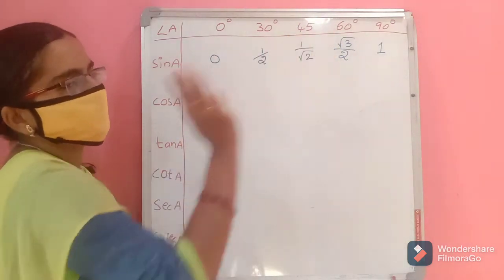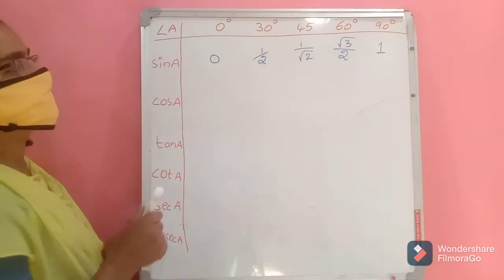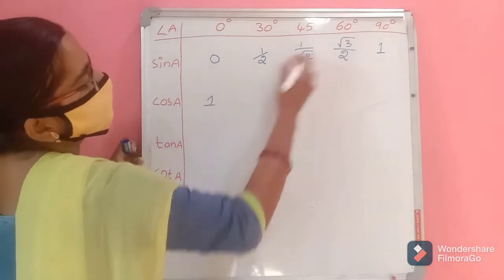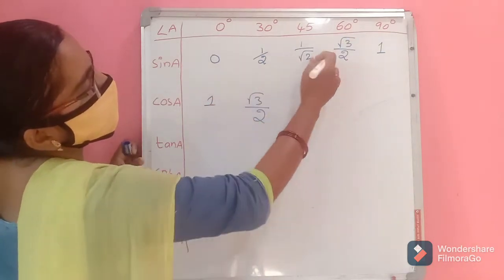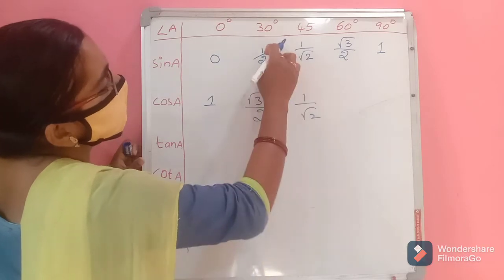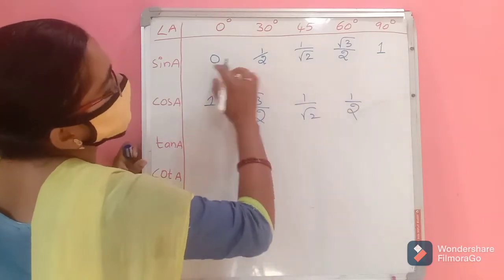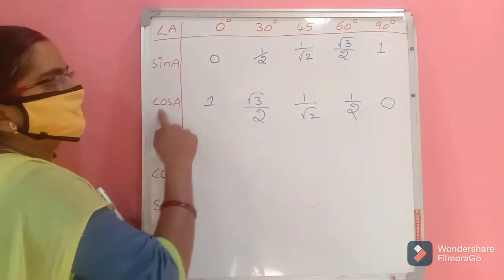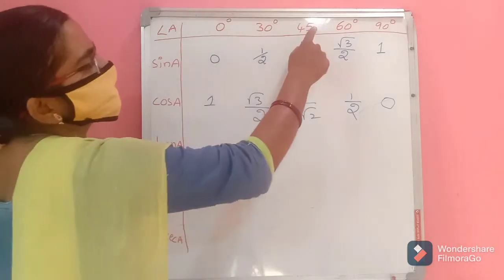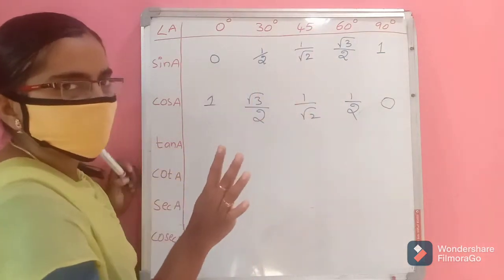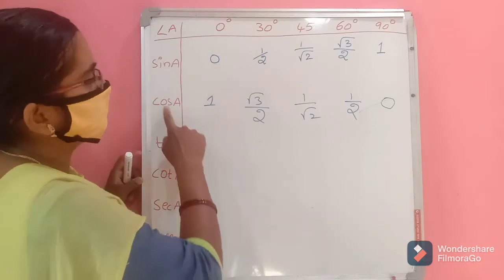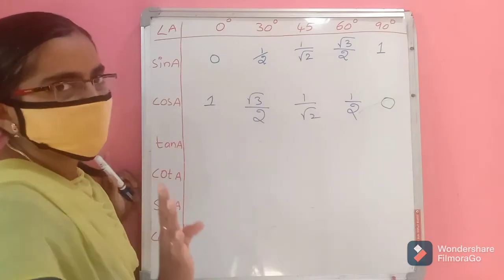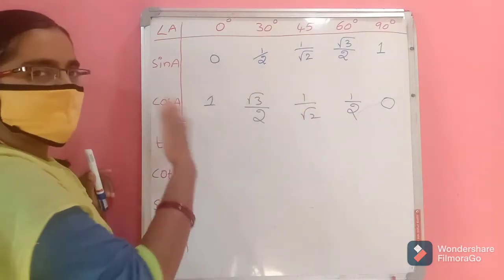If you get these 5. Next, if you go to cos, just write all these values in opposite order. 1, root 3 by 2, 1 by root 2, 1 by 2, 0. That's it. Completed. Cos 0 is 1. Cos 30, root 3 by 2. Cos 45, 1 by root 2, the same. For sin and cos, 45 is 1 by root 2. Cos 60, 1 by 2. Cos 90, 0. Completed. Cos values also. If you get sin values, you will get cos also.